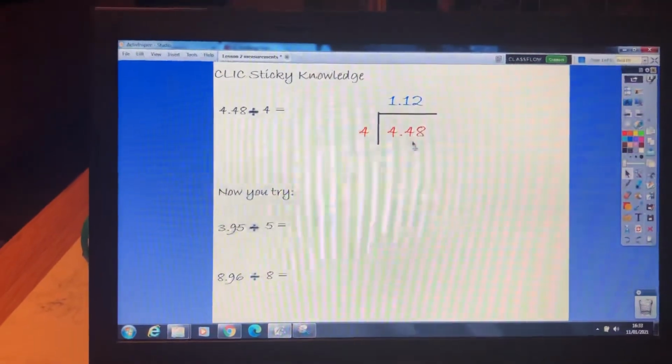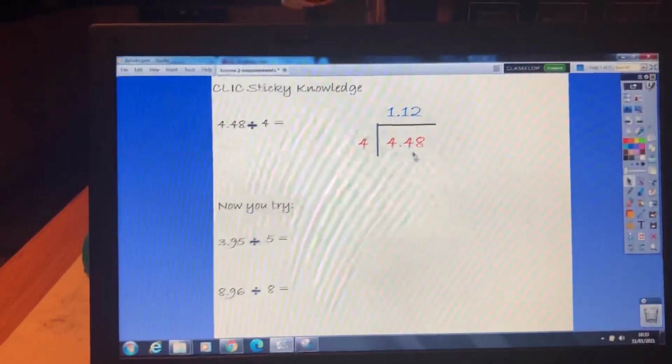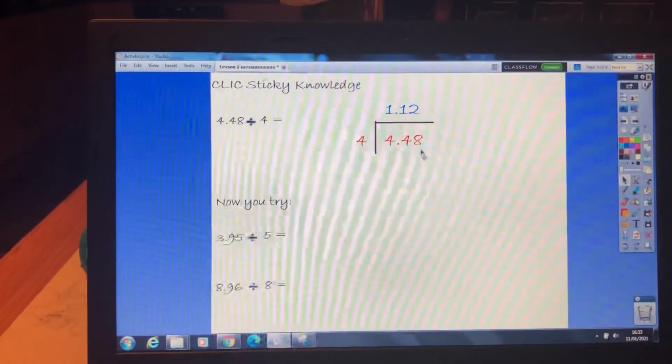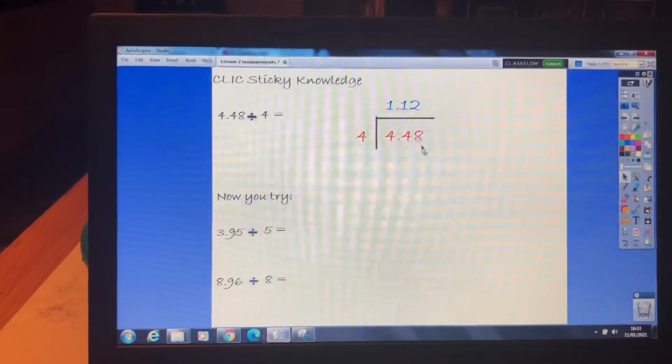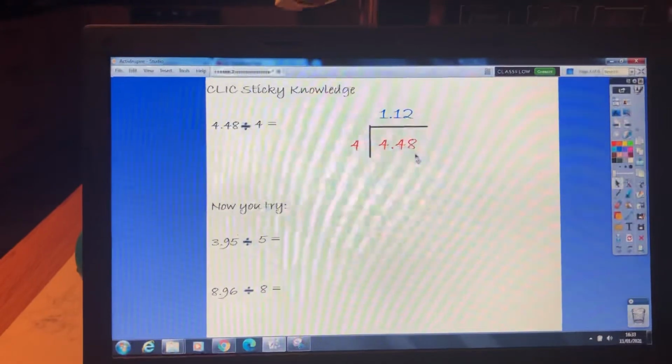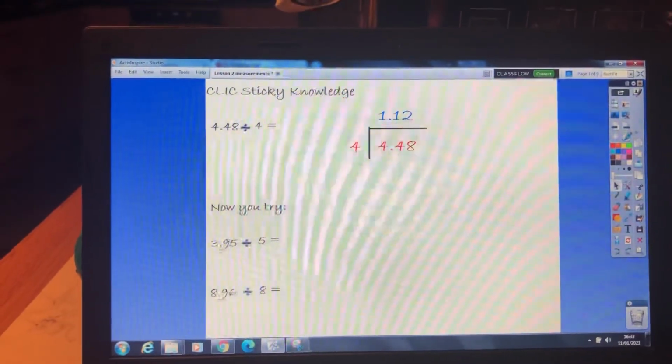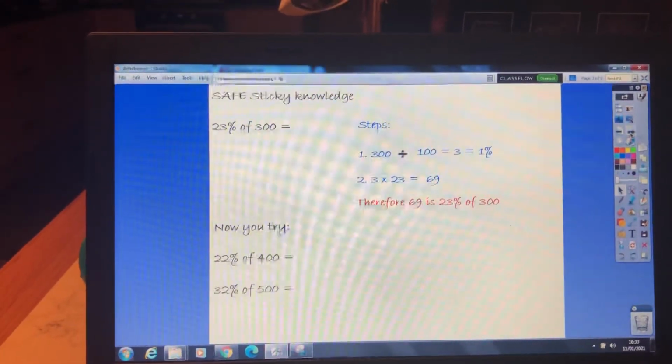How many 4s are in 4? 1. And how many 4s are in 8? 2. It was a nice simple sum because there's nothing to regroup. And the answer was 1.12. So that's for click.